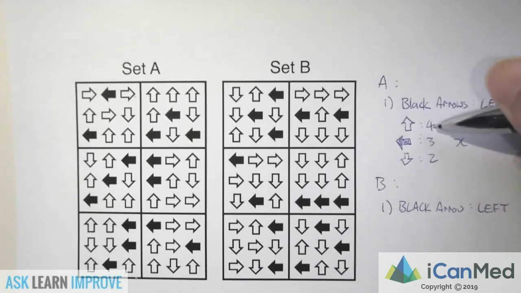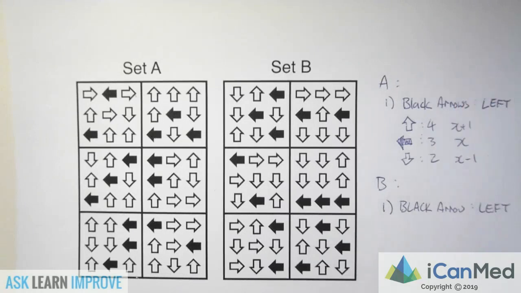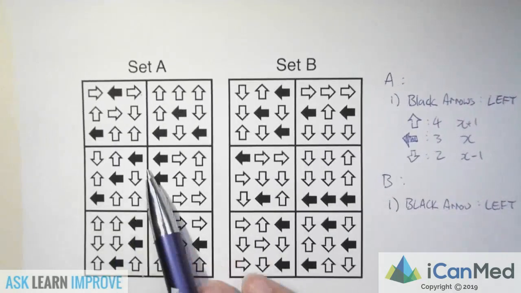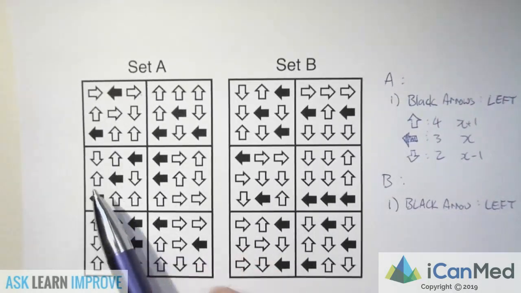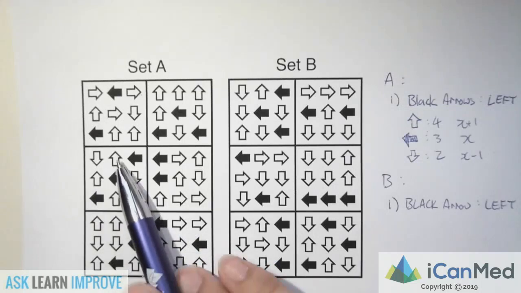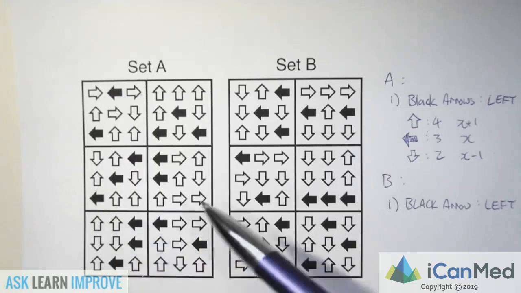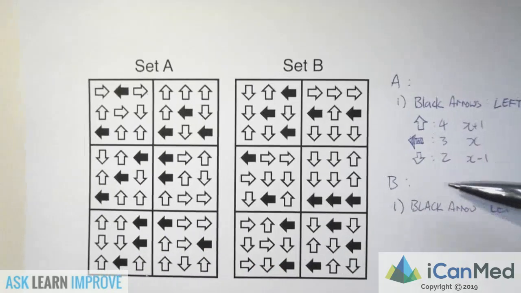If that's 3, then the number of up arrows will be X plus 1, and the number of down arrows will be X minus 1. So that's one of the possible rules. And if you check with, let's say this pattern here, because it's got no right arrows, you can see that it is indeed correct. There's 4 up arrows, 3 black, 2 white, which follows exactly the same as this one here, which is fantastic.